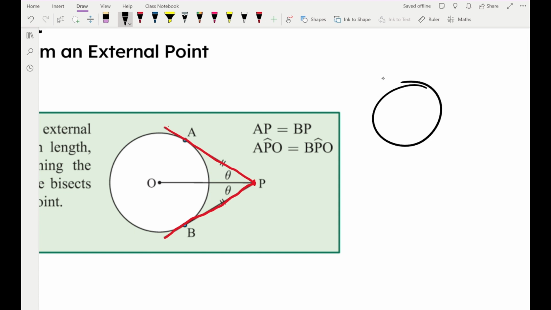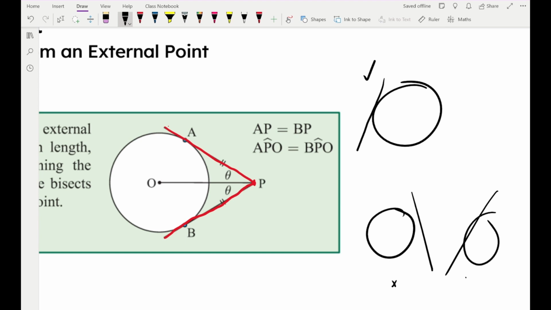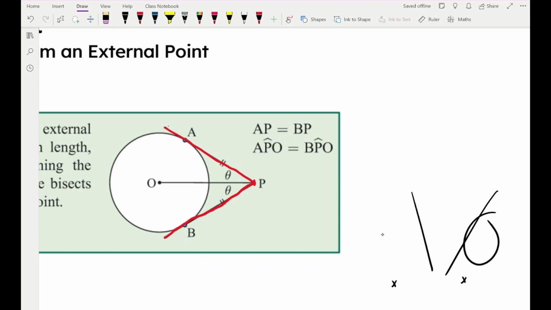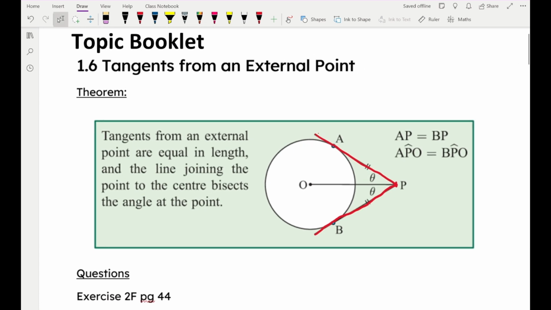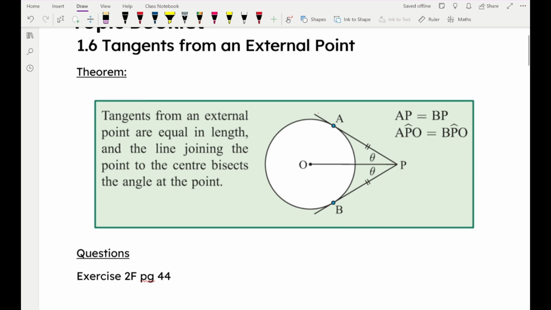So if I have a line that just touches the circle at one point, that's a tangent. If instead my line goes off like that, it is not. Or if it cuts through the circle, it is not. All right, so what we know when we have a situation like this is that these two angles end up being the same angle, and also these two side lengths end up being the same. So the length of AP is the same as the length of BP, and that's what our theorem says.